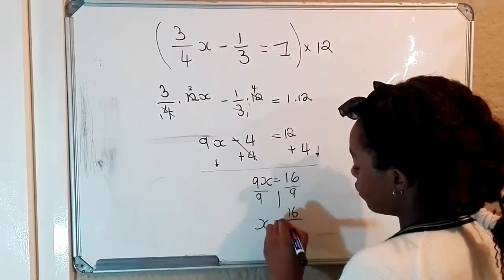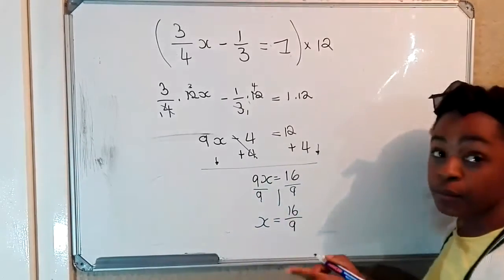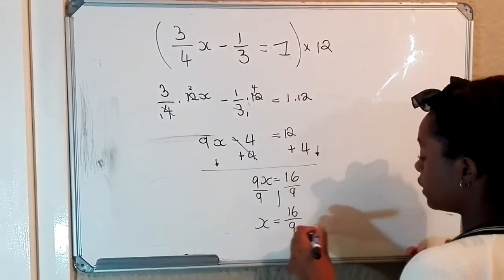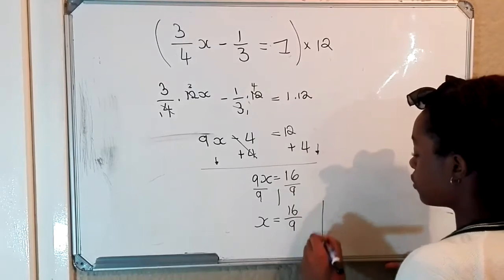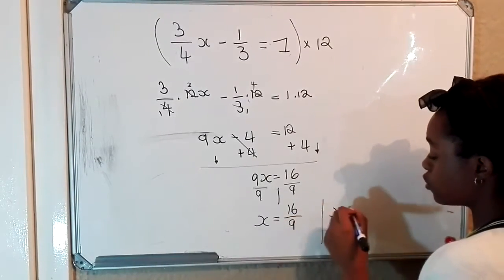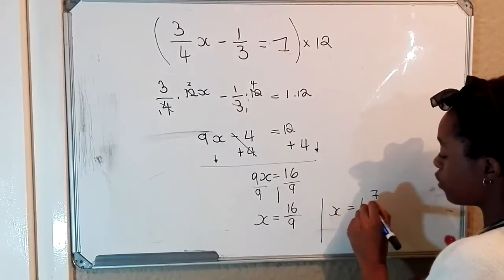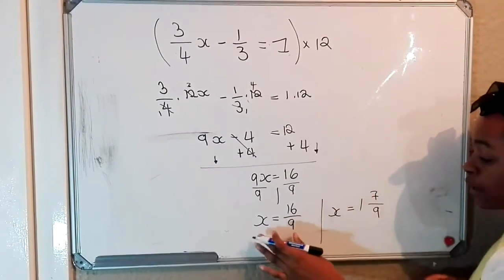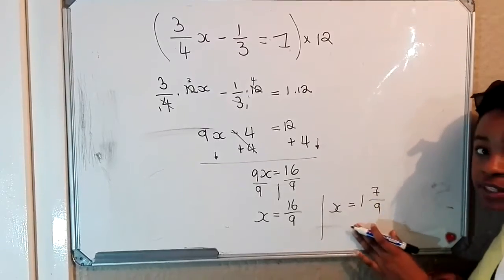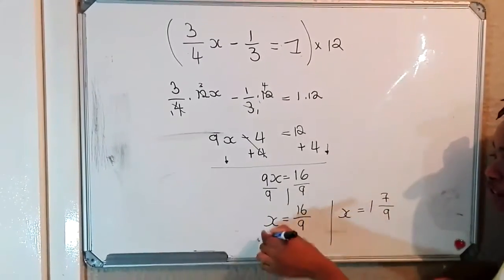So this is an improper fraction. We can turn it into a mixed fraction. 9 goes into 16 once, and we're left with 7 over 9. So x is equal to 1 and 7 over 9. This is an improper fraction and as a mixed fraction. This is our final answer.